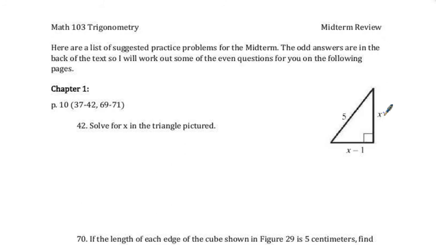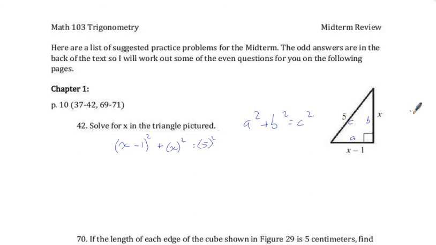So we see a right triangle and we remember the Pythagorean theorem right from the beginning of the semester. A squared plus b squared equals c squared. C is of course across from the right angle, it's the hypotenuse. Then A and B could be any of the other legs, so the A and B are interchangeable. So substituting, (x minus 1) squared plus x squared equals 5 squared.